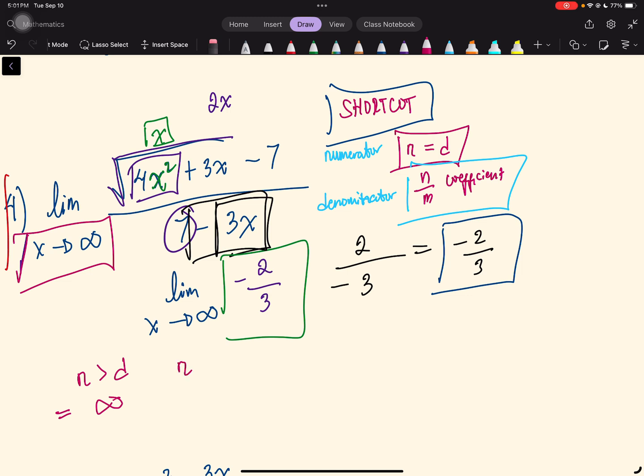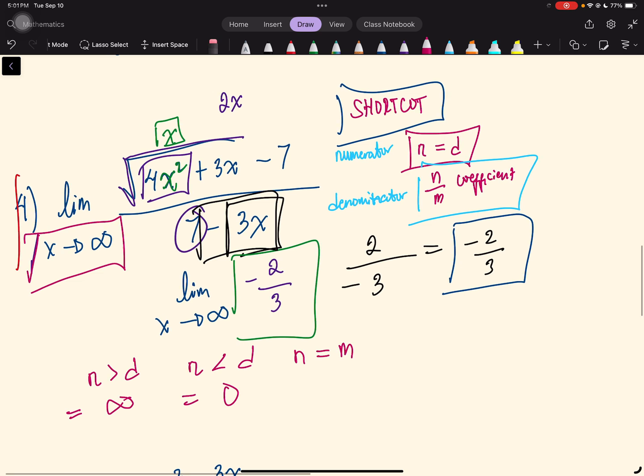If the degree of the numerator is less than the degree of the denominator, the answer is 0. And if the degrees are equal, like what happened here in problem number 4, you're going to divide their coefficients. Coefficient. So, that's the technique. Take note, guys. Take note.